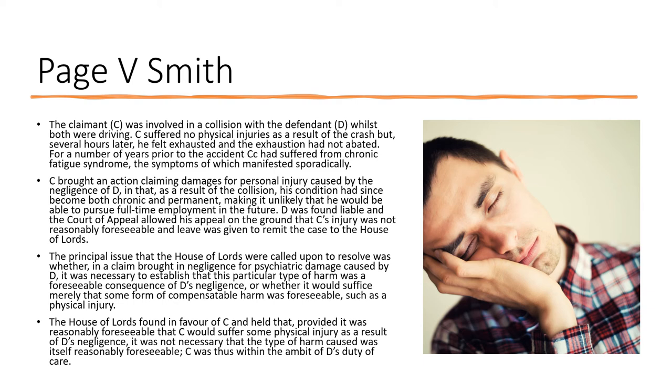Now, the defendant was found liable, and the Court of Appeal allowed his appeal on the ground that the claimant's injury was not reasonably foreseeable, and leave was given to remit the case to the House of Lords. Now, when it got to the House of Lords, they were called upon to resolve this issue. In a claim brought in negligence for psychiatric injury caused by the defendant, was it necessary that this particular type of harm was foreseeable? And the House of Lords found in favour of the claimant and said that if some physical injury is foreseeable, then some mental injury which is linked is also foreseeable. And so therefore, we have this idea that it could be extended, so it doesn't matter the extent, so long as some injury was foreseeable.